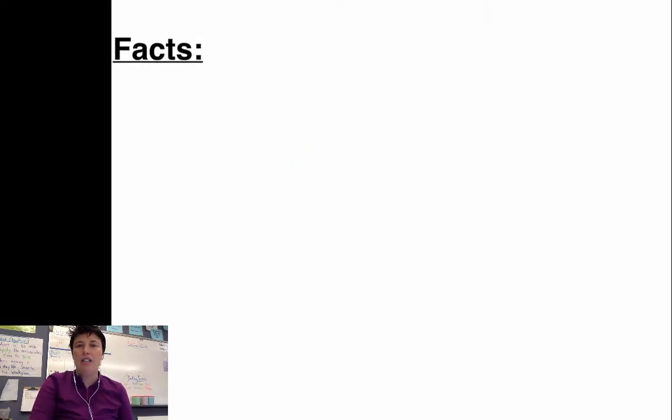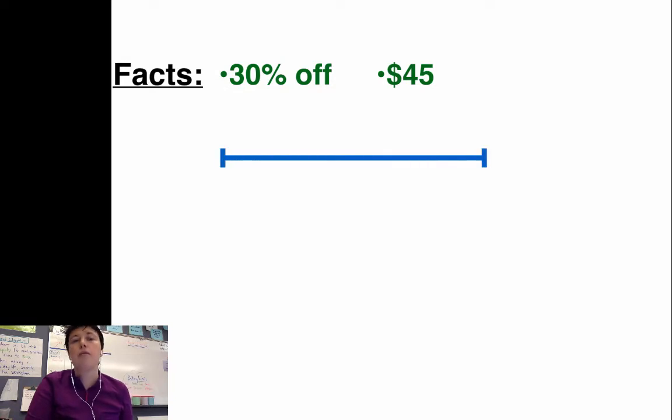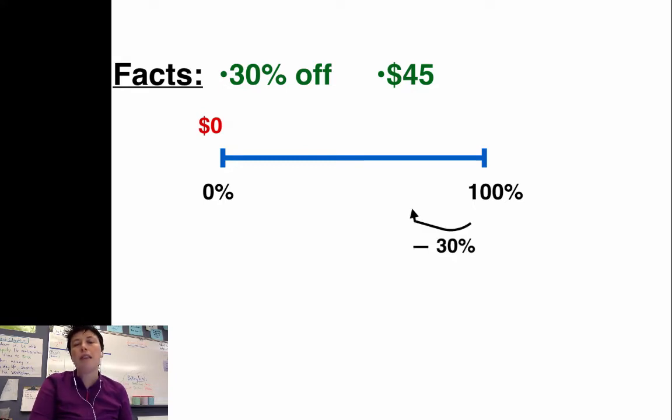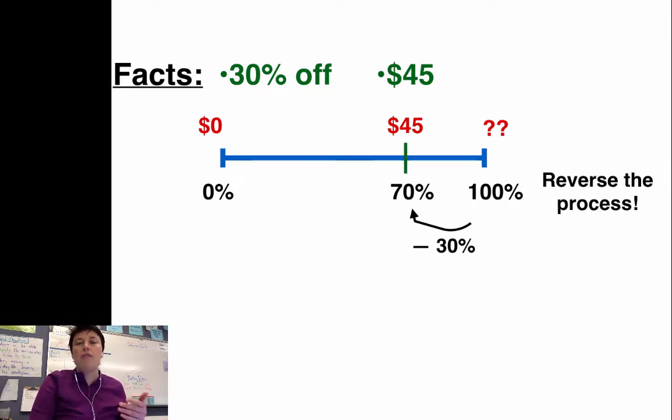Okay, so here it is, double number line. Our facts are there was a 30% sale. She spent $45 on a necklace. So we're going to set up a number line 0 to 100%. 0% means $0. We're going to label that she got a 30% off discount. So we took 30% off the price, which means she only paid 70% of the full cost, and that was her $45. The question was, what was it originally when it was 100%? That's our X.